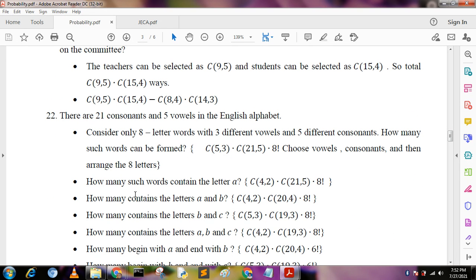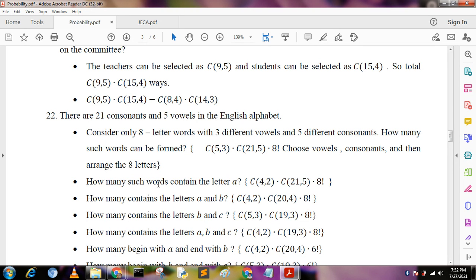Next question: there are 21 consonants and 5 vowels in the English alphabet. Consider only 8-letter words with 3 different vowels and 5 different consonants. From 21 consonants we choose 5 different consonants, so C(21,5), and from 5 vowels we choose 3 vowels, so C(5,3). And since these are 8-letter words, we get 8 factorial. So how many such words can be formed? The answer becomes C(5,3) into C(21,5) into 8 factorial. Choose vowels, consonants, then arrange the 8 letters.